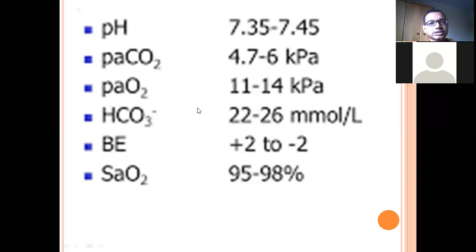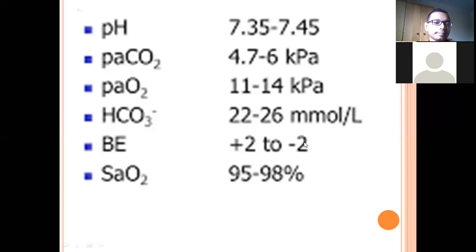So knowing the pH, it's 7.35 to 7.45, and carbon dioxide partial pressure is 4.7 to 6 kilopascal, and partial pressure of oxygen is 11 to 14 kilopascal. This is a very important thing because we will decide whether it's a respiratory acidosis or alkalosis based on this pH and partial pressure of carbon dioxide. So memorize it without any hesitation. Then bicarbonate level is 22 to 26 millimole per liter, and base excess is +2 to -2.